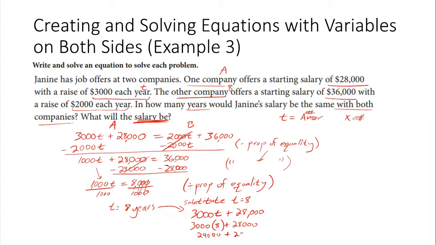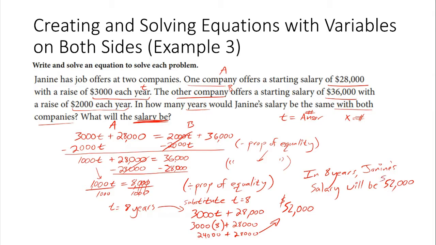And then you're going to add the 28,000 that she starts with to the 24,000. All right, so you should get $52,000. So in 8 years, Janine's salary will be $52,000.